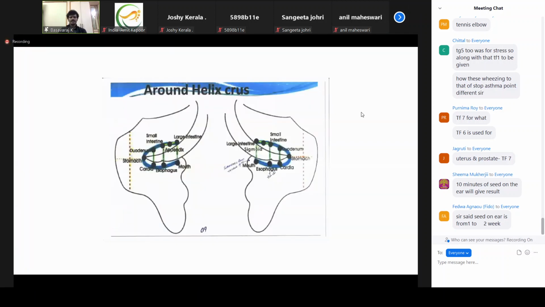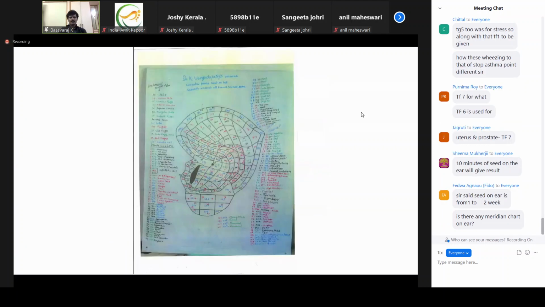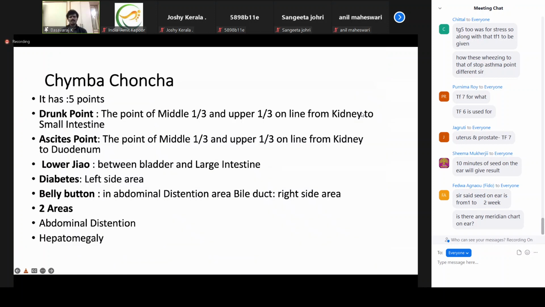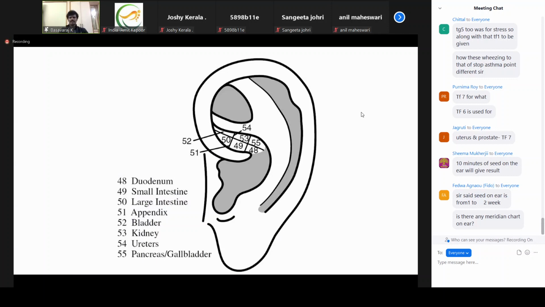There is one more point. This is the main area, the cymba concha. This is the inner ear, inside the ear, this area, which covers all your vital organs: stomach and pancreas, liver, kidney, uterus, bladder, stomach, belly, and small intestine, large intestine. So this is your lower jiao, this is your middle jiao, and this is your upper jiao. It covers all the abdominal points and below-navel points. Duodenum, small intestine, large intestine, all.